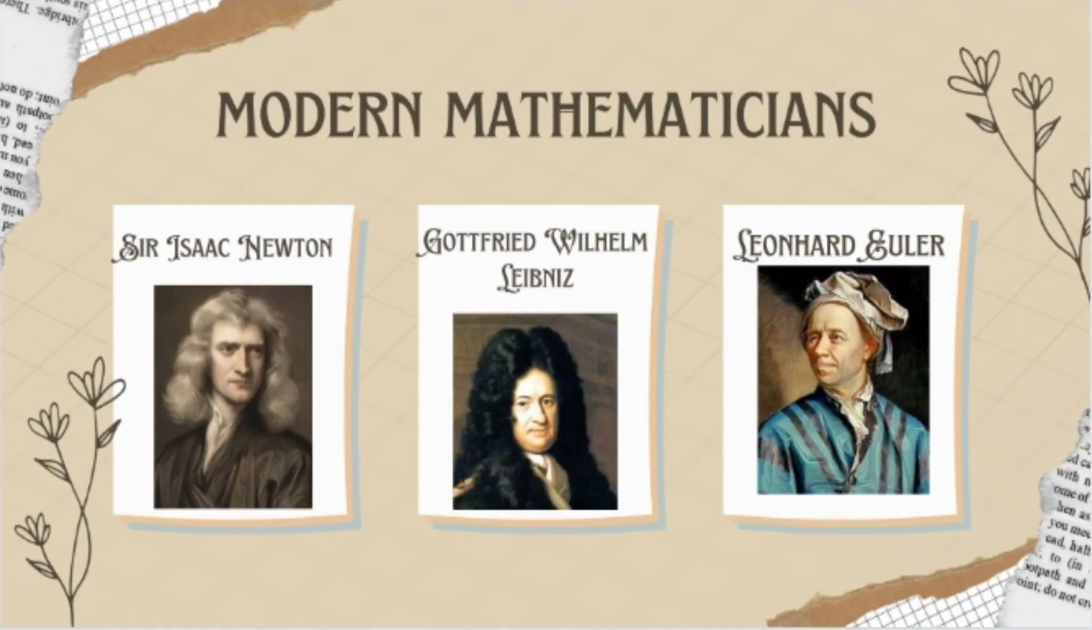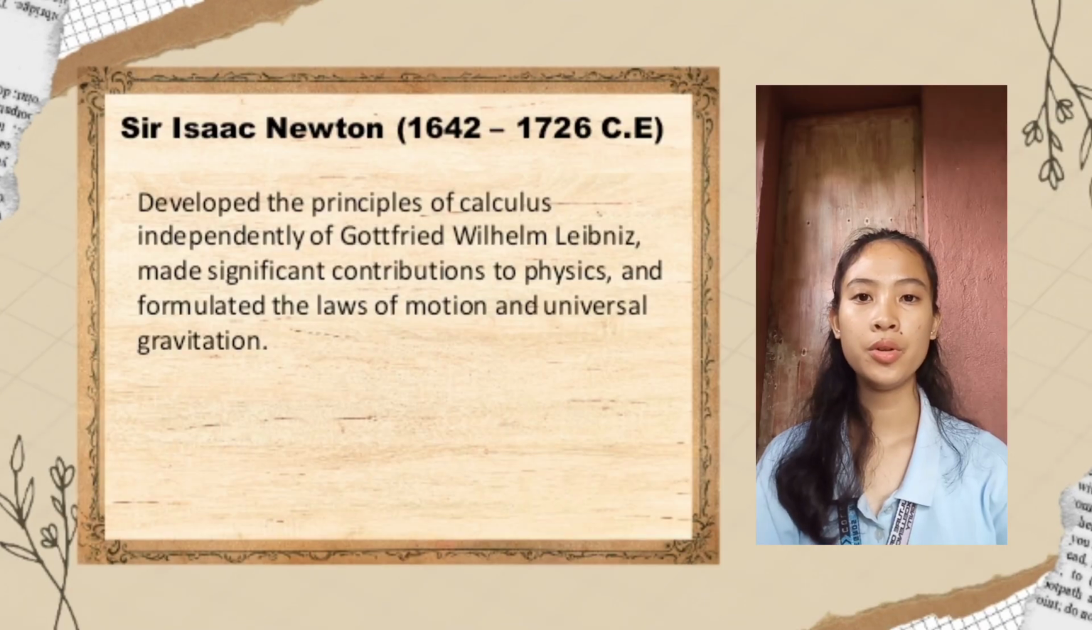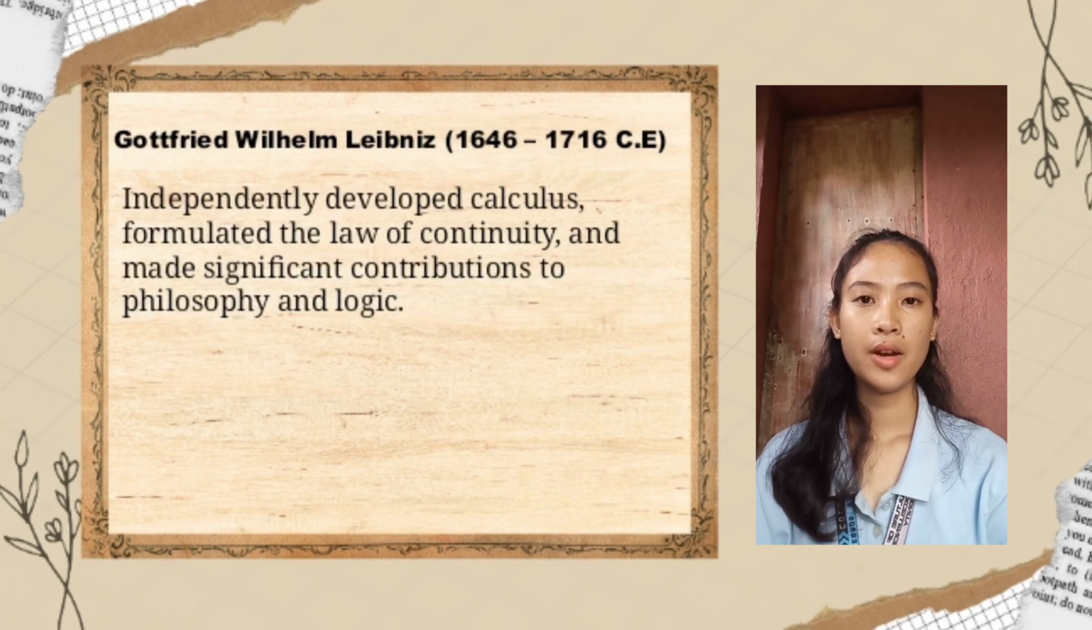A modern mathematician that has contribution to mathematics in 1642 Common Era is Sir Isaac Newton. He developed the principle of calculus independently of Gottfried Wilhelm Leibniz, made significant contributions to physics, and formulated the laws of motion and universal gravitation.